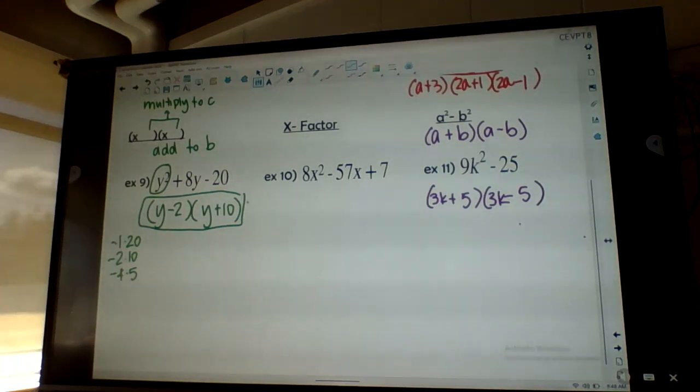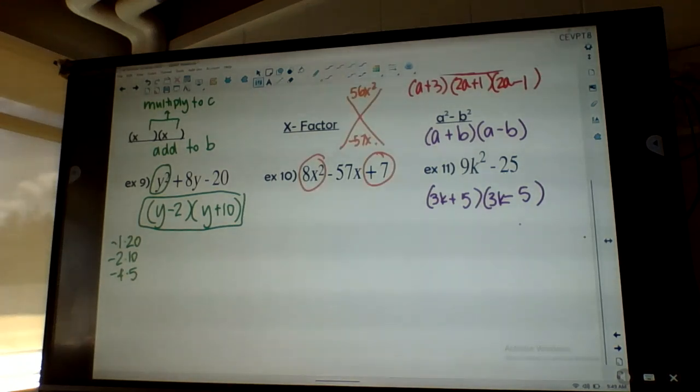And the last one, which is definitely the toughest one, that's that x factor. This is when there's not a GCF that I can take out and there's a number in front of the x squared. We have to do that splitting the middle of this. So what we're going to do here, when I do this, I multiply that first and last term together. So that's going to be 56x to the second. On the bottom, I'm going to put this negative 57x. So I want to multiply to a positive 56, but add to a negative 57.